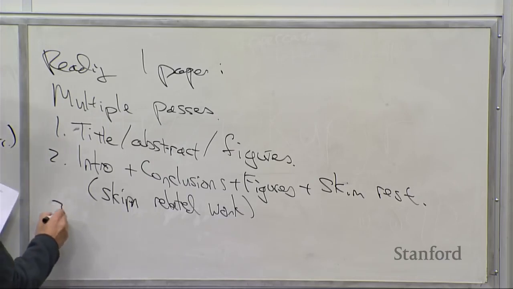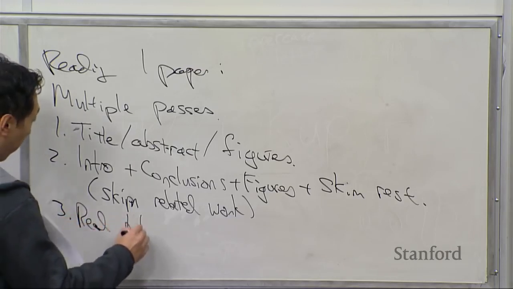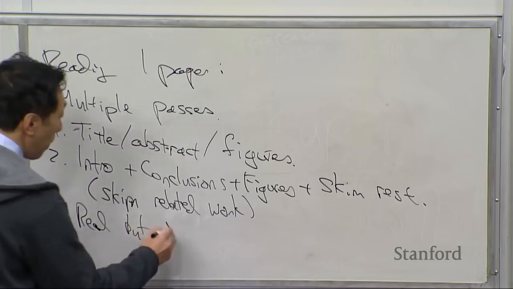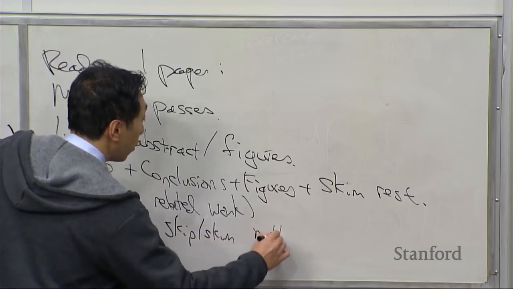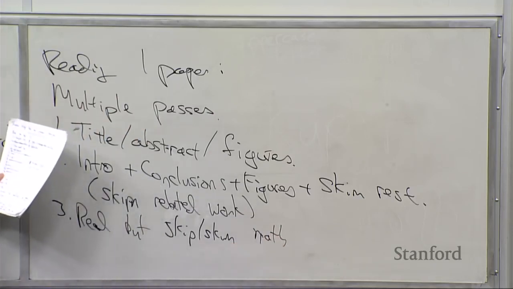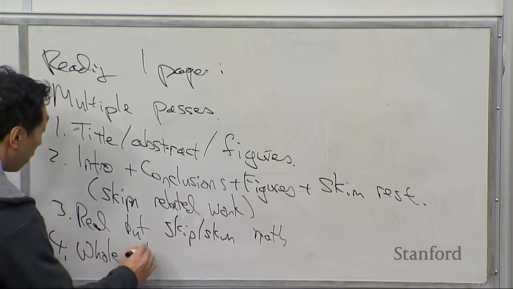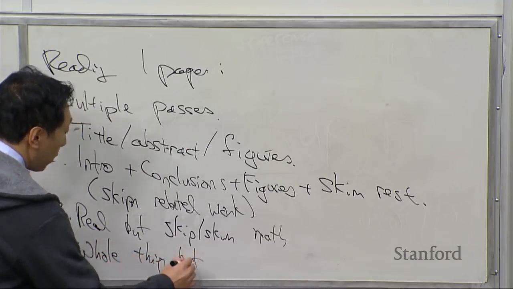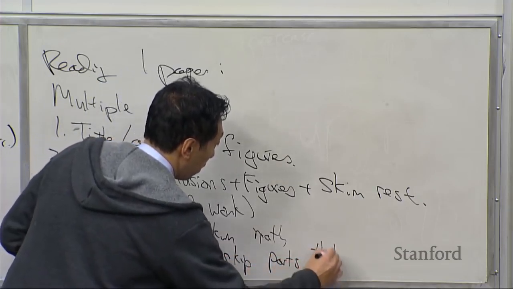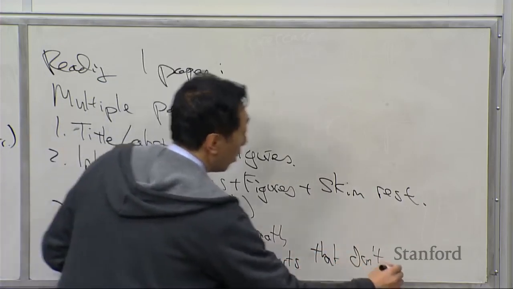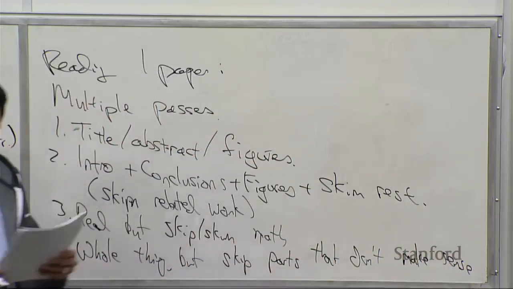And then step 3, I would often read the paper, but just skip the math. And step 4, read the whole thing, but skip parts that don't make sense.